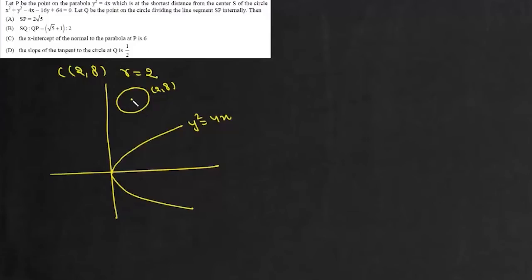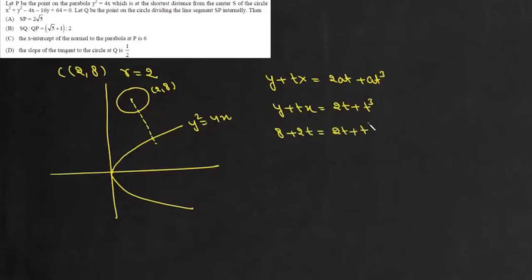Now the point on this parabola which is at the shortest distance from this circle will be along this common normal. So we'll write the equation of the normal to this parabola, and we know that the equation of the normal is given by y plus tx equals 2at plus at cube. In this case the value of a is 1, so it will be y plus tx equals 2t plus t cube, and this normal will pass through the center of the circle, so it will be 8 plus 2t equals 2t plus t cube. Now this 2t will cancel, so the value of t is simply 2.